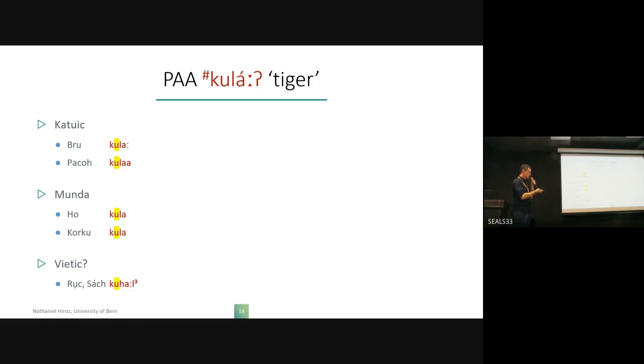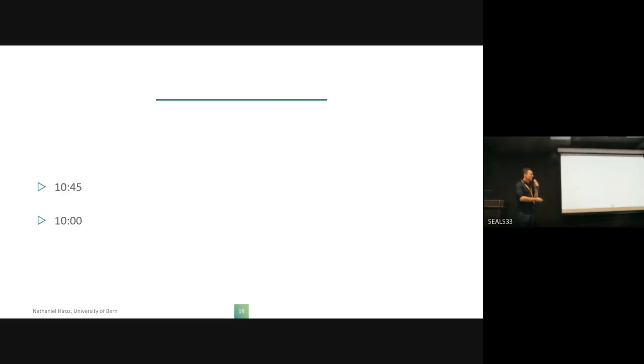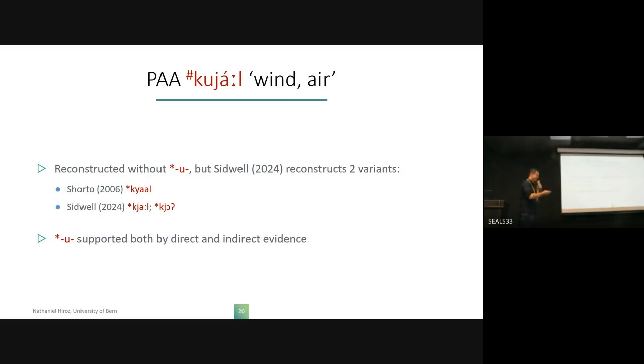Wait, did I miss something? No. Okay. I think there's a slide that disappeared where there were the reconstructions. Anyway, so we have again U in Katuic, in Munda, Viedic. The Viedic forms are maybe related, but it's not 100% sure. If they're related, there's also kind of metathesis. Oh, I think I deleted the wrong slide. And I still have the slide from when I was timing myself. Now I understand what happened. So it's even worse than, okay.